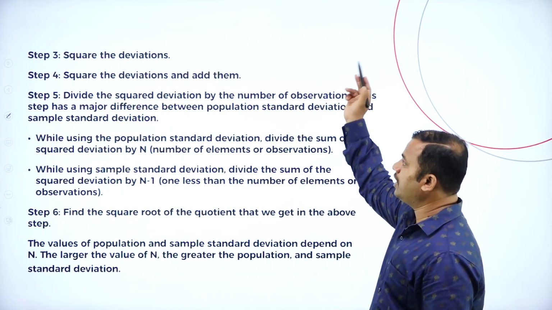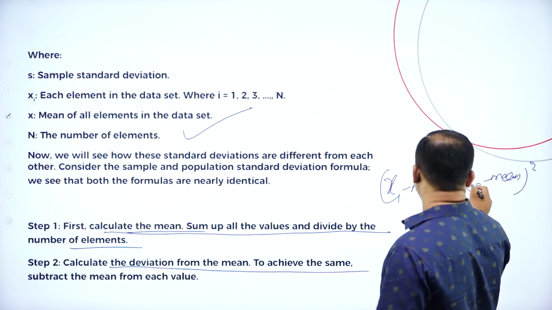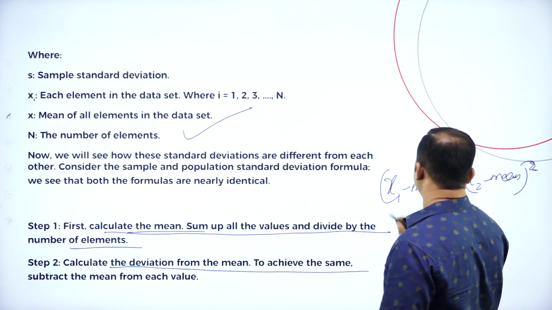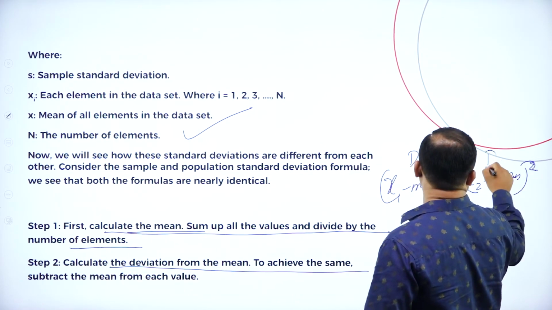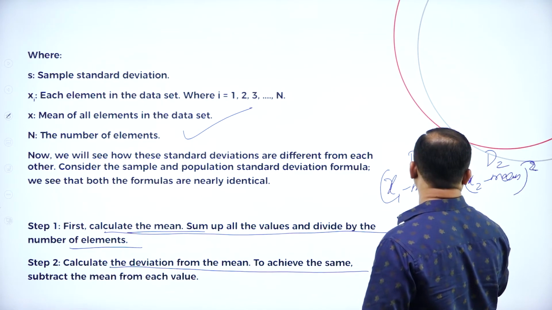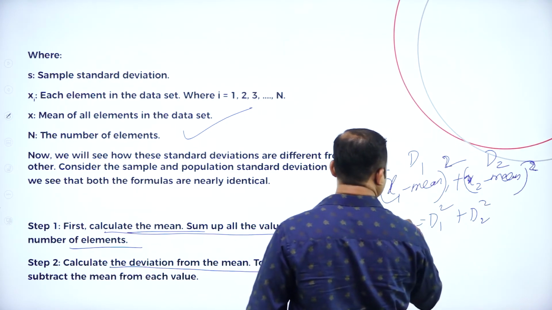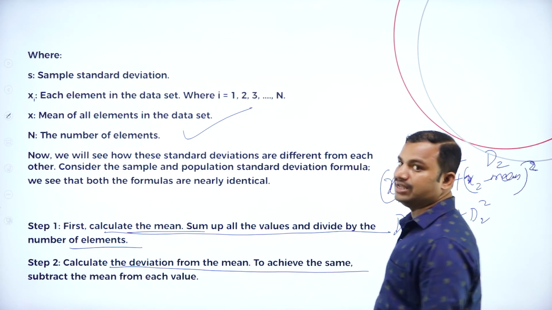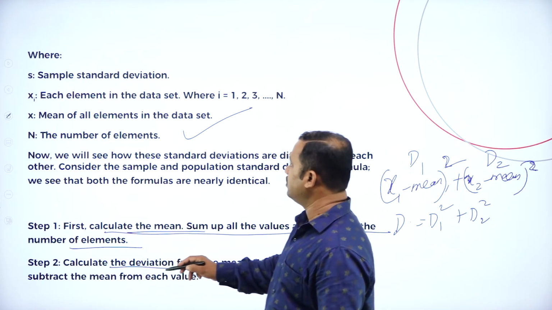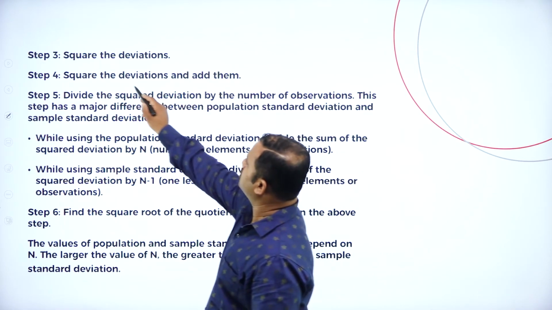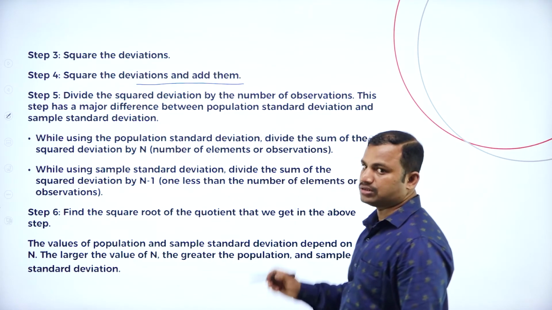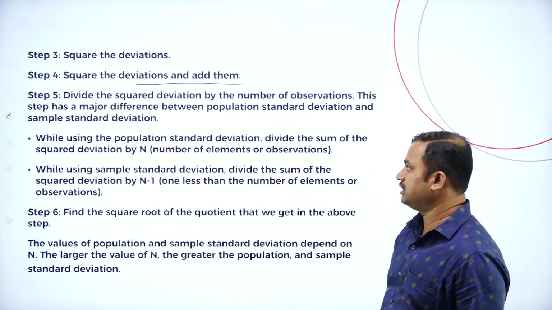In step 3, square the deviations. This must be represented as d1, d2, and so on. So d1 square plus d2 square, and so on up to dn square is assigned to d. We will be getting d. So we have the third step: square the deviations and add them together. The same thing which I have written over there.